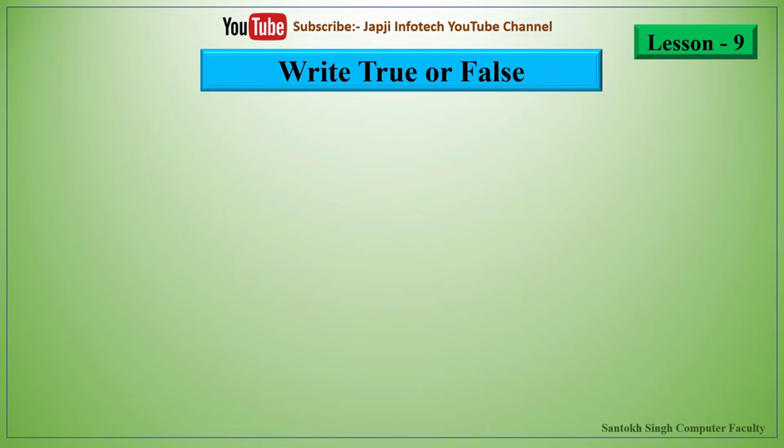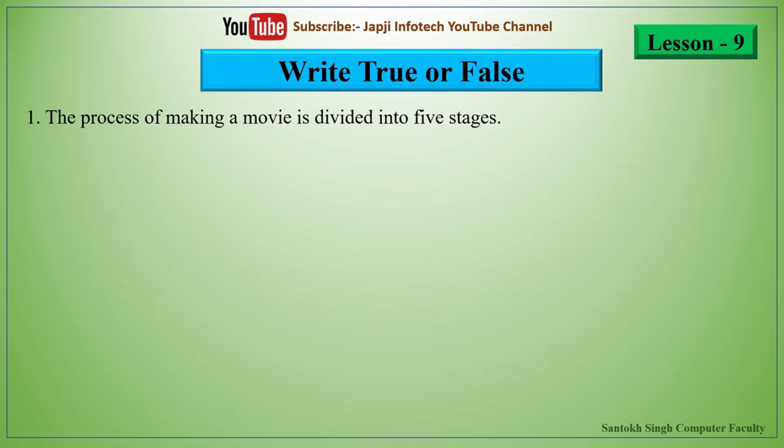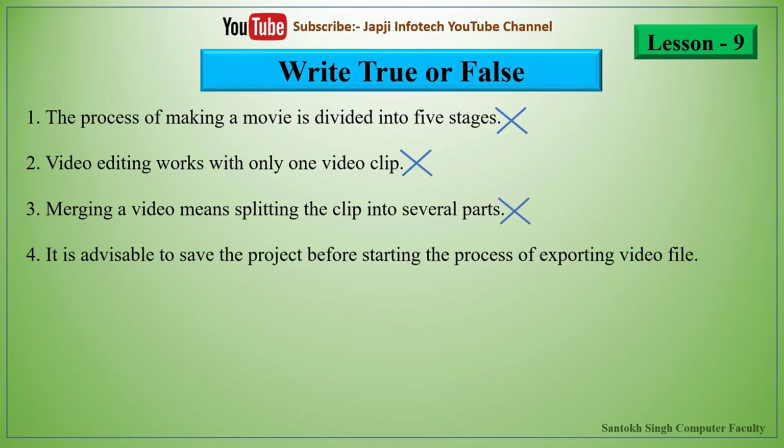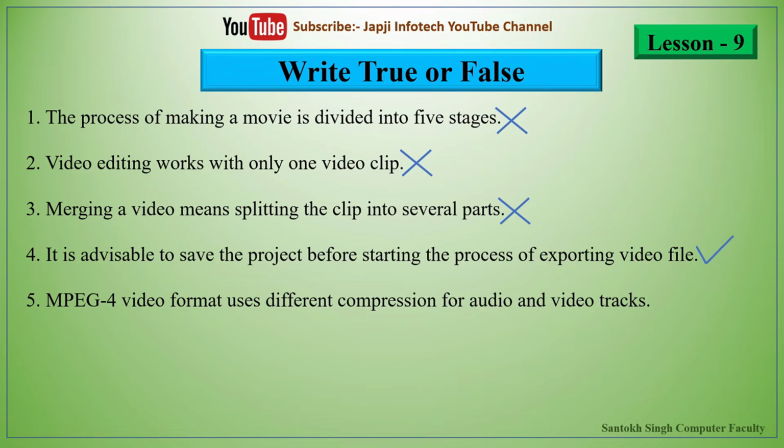So now we will learn about true or false. The first one is: the process of making a movie is divided into 5 stages. Wrong. Second one is: video editing works with only one video clip. Wrong. Third one is: merging a video means splitting the clip into several parts. Wrong. And fourth one is: it is advisable to save the project before starting the process of exporting a video file. Right. The fifth one is: MPEG-4 video format uses different compression for audio and video tracks. Right.